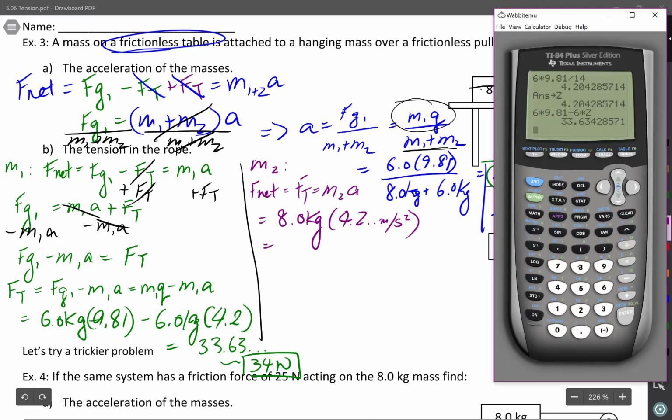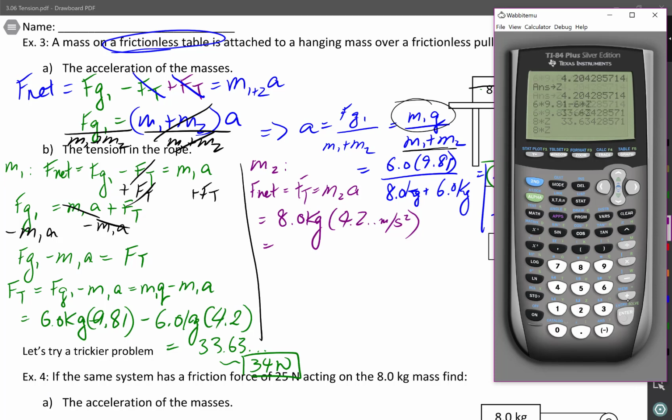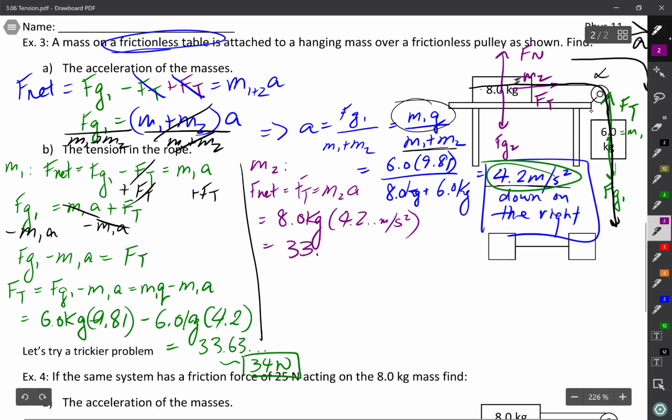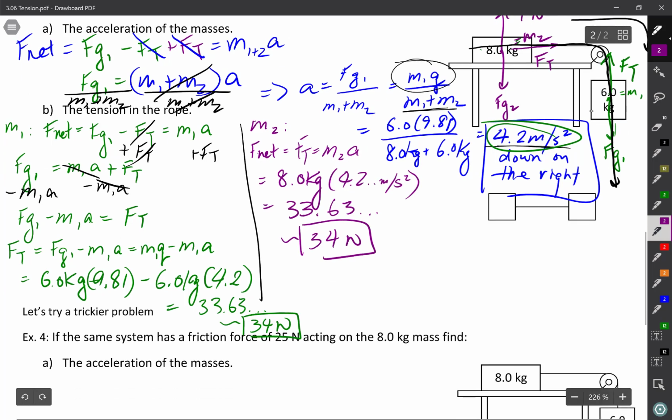And I'm going to put 8 times our acceleration, which I stored in Z, which again gives 33.63. Notice if I use exactly the non-rounded version, I get consistent answers for both. So 33.63, which rounds to 34 newtons. Bam. Doesn't matter which way you solve it, as long as you're consistent with the line of acceleration and the direction of the forces in relation to the acceleration, you'll have no problem.